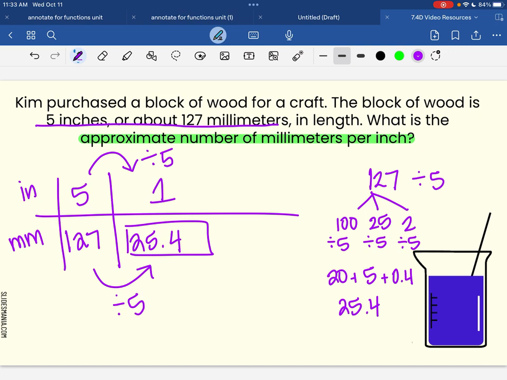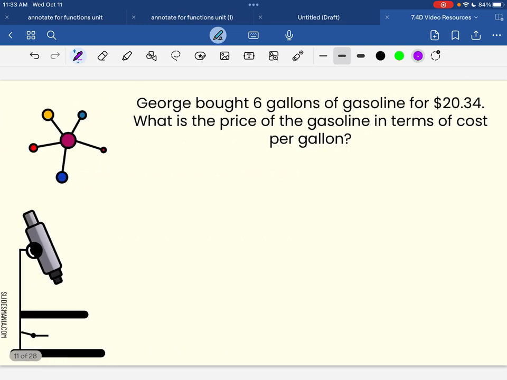Okay, let's look at one more. George bought 6 gallons of gasoline for $20.34. What is the price of the gasoline in terms of cost per gallon? So again, cost per gallon is what they're asking me to find. This is the question that I'm trying to answer. And they told me the rate or the ratio of 6 gallons for $20.34.